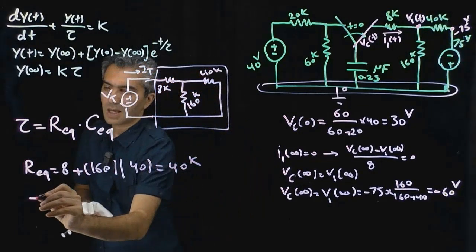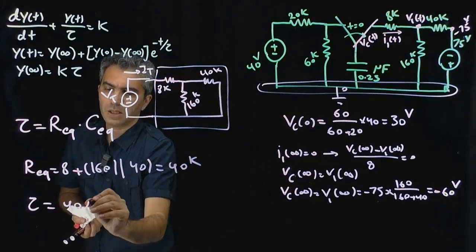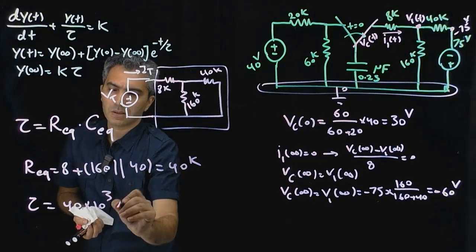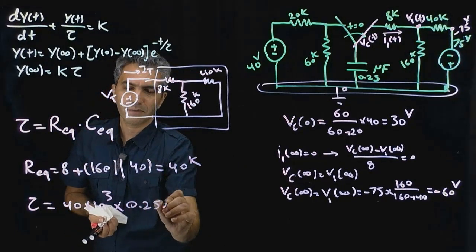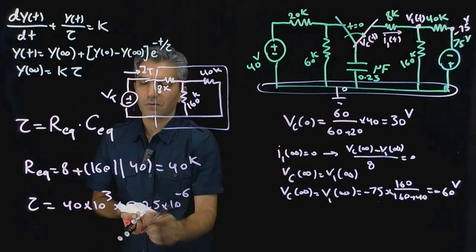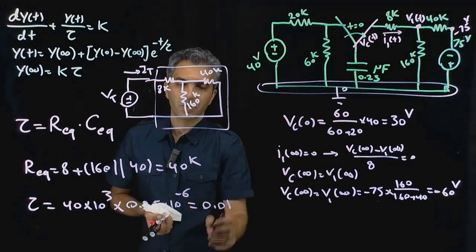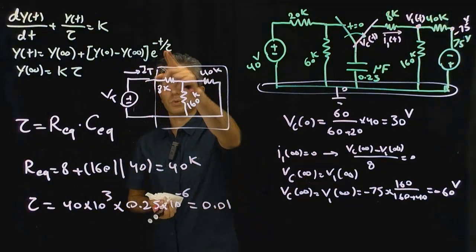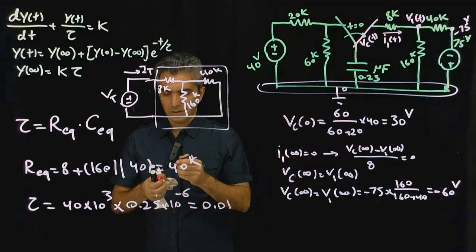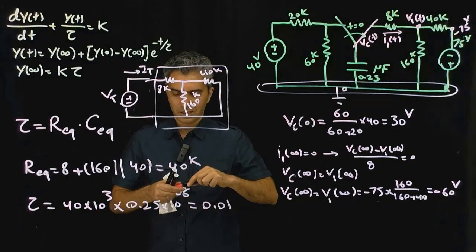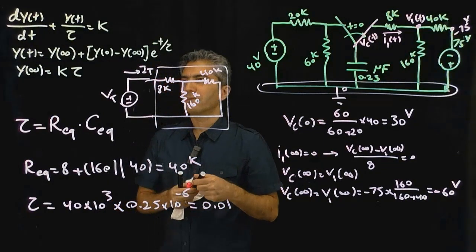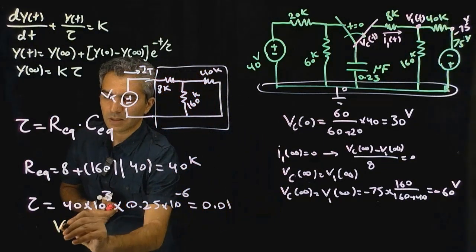Okay, so now tau is equal to 40 times 10 to the 3 times 0.25 times 10 to the minus 6 farad. Multiply everything together, and that turns out to be 0.01, which is what we calculated before. So all that said, I can now directly write the solution for VC(t).